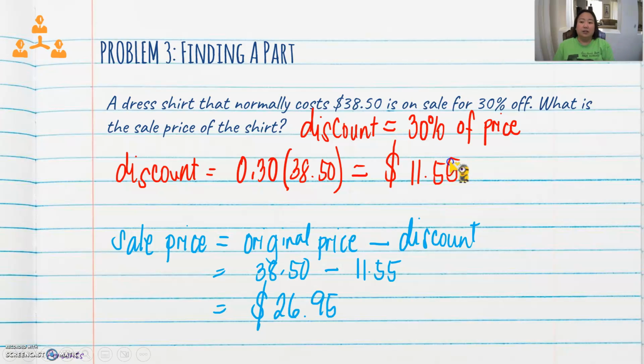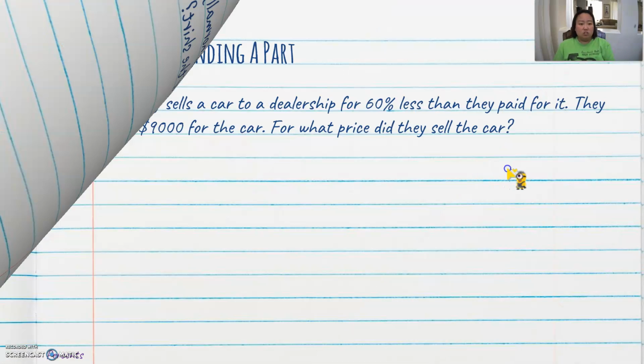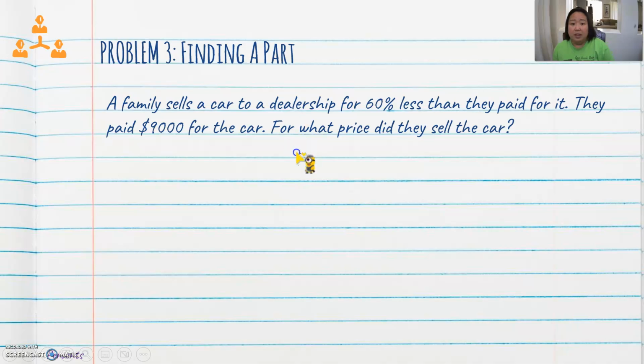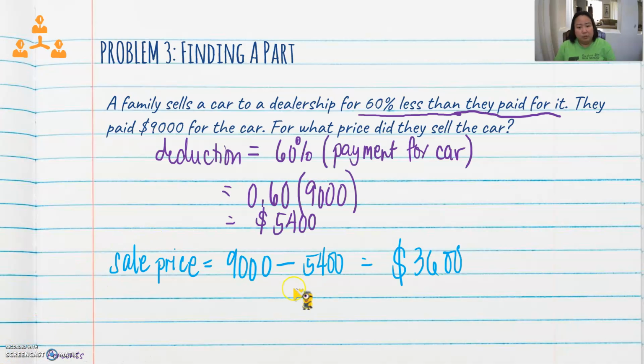That is the equivalent amount of that 30% of the price that will be deducted, okay? So let's try this next problem and work it out just like how we did our work on the previous example. Go ahead. So for this problem, this is pretty much like the discount, except that it says 60% less than what they paid for. It's pretty much the same as 60% off, okay?